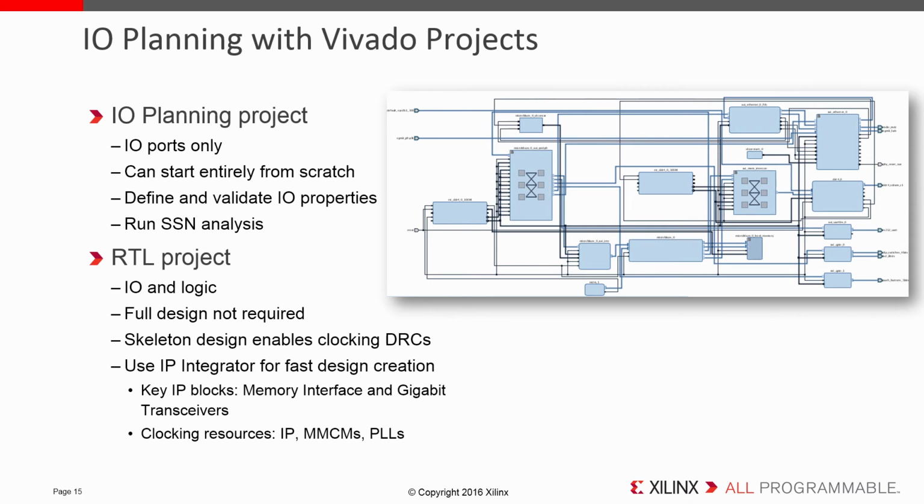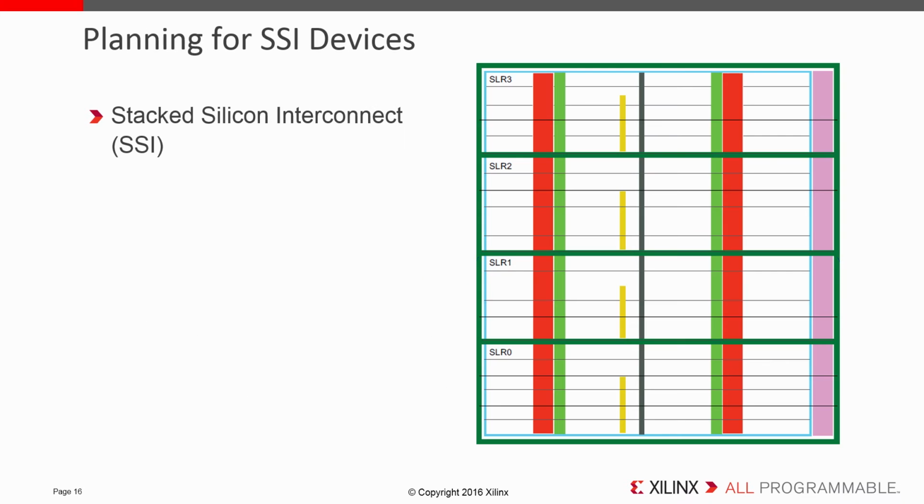Use IP Integrator to quickly craft a skeleton design containing the key IP blocks such as memory interface and gigabit transceiver IPs, and clocking resources like MMCMs and PLLs. The extra effort of putting together a skeleton design is worth the reward of uncovering potential issues during I/O planning.